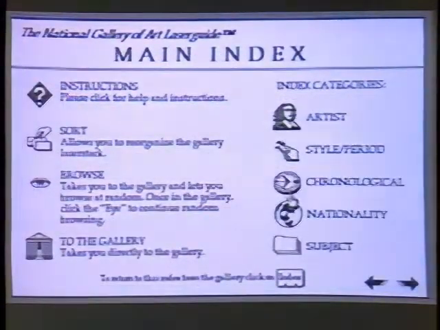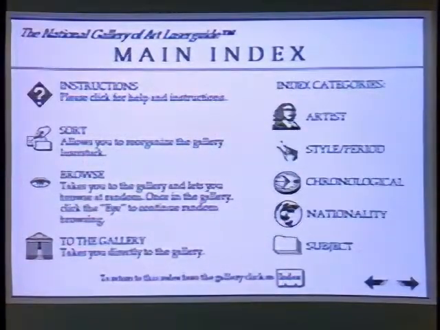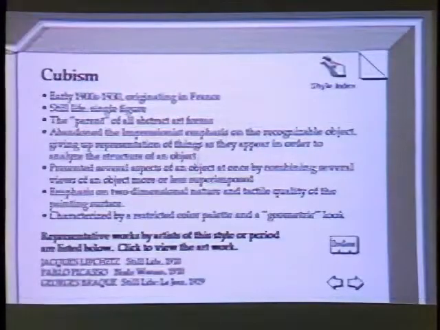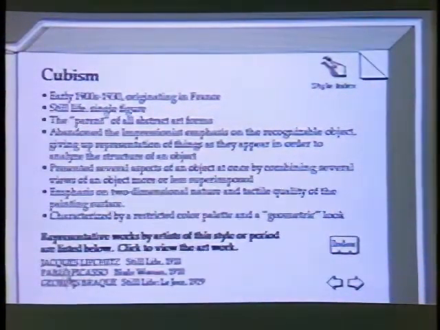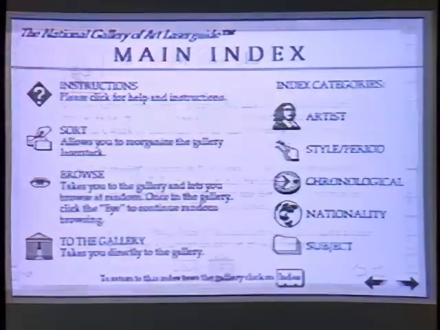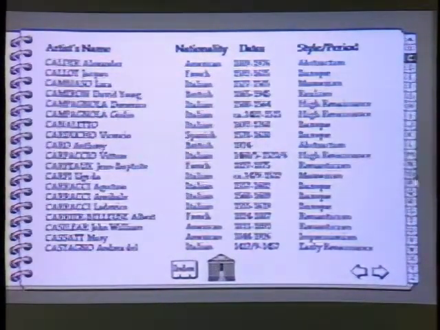Or I can go in by nationality, in which case I can press on this, and it'll show me all the Russian works, or French works, or Belgian works. Or I can go in by style, or period, in which case, let's say Cubism gives me a definition of the Cubist style, and then these are representative works that I can click on and go to see them. Or I also have a complete artist index. You can essentially create your own exhibits or rooms in the museum, is what you're doing.